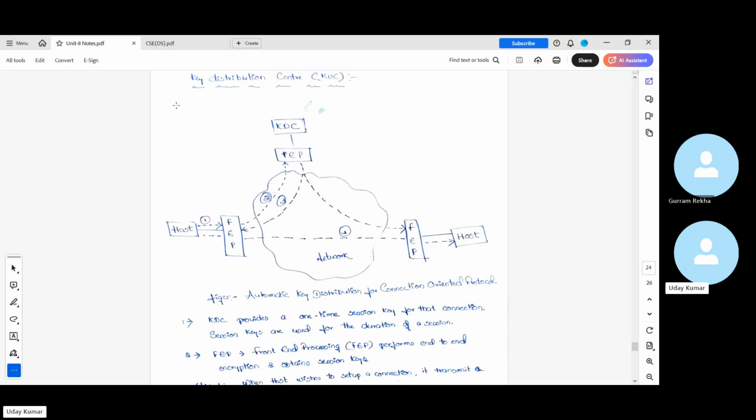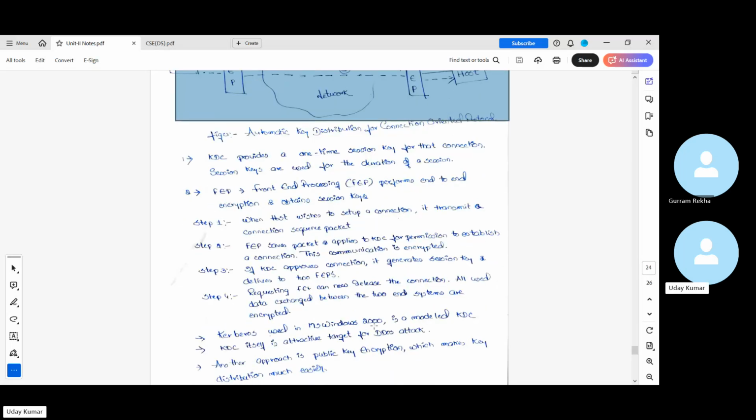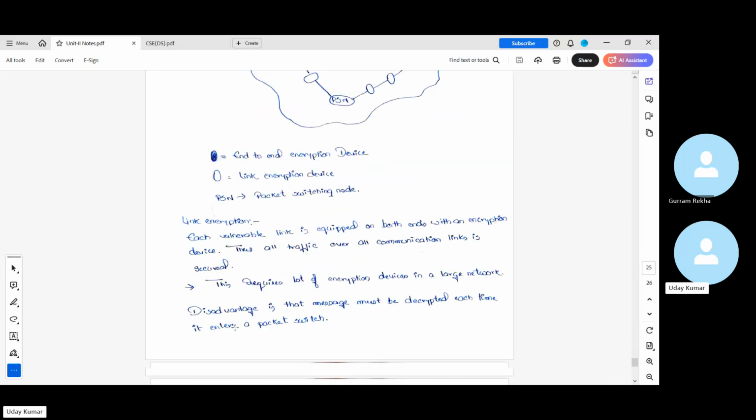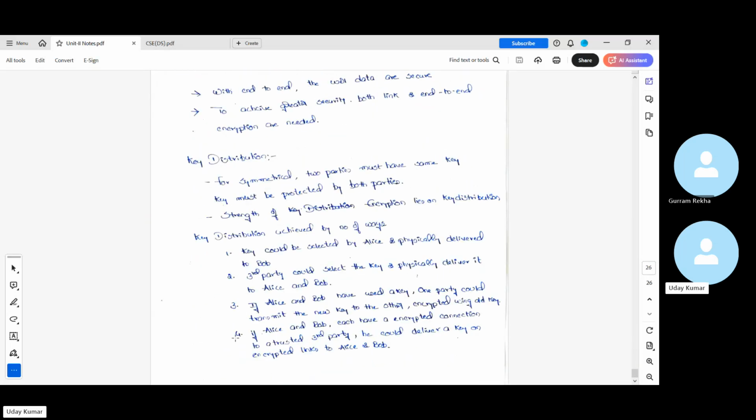Okay, so this is the key distribution center. Just remember the four steps here. So this completes the first half of the second unit, students.